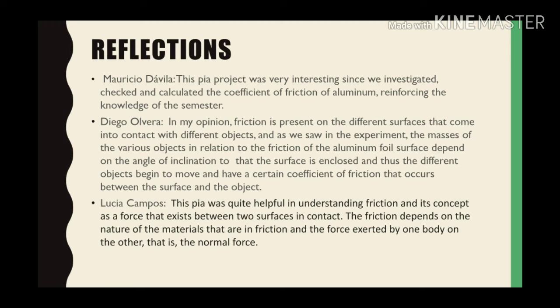In my opinion, friction is present on different surfaces that come into contact with different objects, and as we saw in the experiment, the masses of the various objects in relation to the friction of the aluminum foil surface depend on the angle of inclination of the surface, and thus the different objects begin to move and have a certain coefficient of friction between the surface and the object.